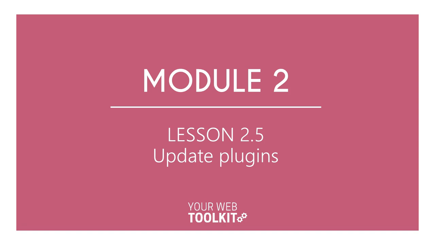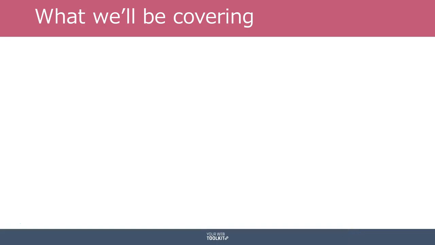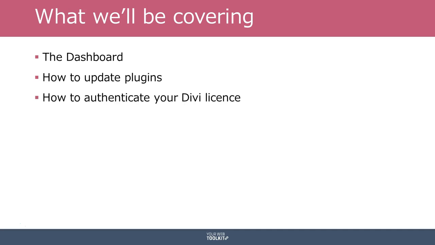In this lesson we're going to look at doing some updates, so updating plugins and your theme. So let's talk about what we'll be covering in this lesson. I'll be showing you a bit more of the dashboard in detail, so the back end of your website. We'll look at how you can update plugins. We'll also look at how to authenticate your DIVI license so that you are able to update the DIVI theme. And then I'll show you how to update your theme. Okay, so that's it. Let's get going.